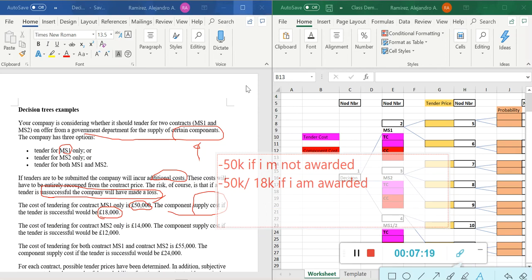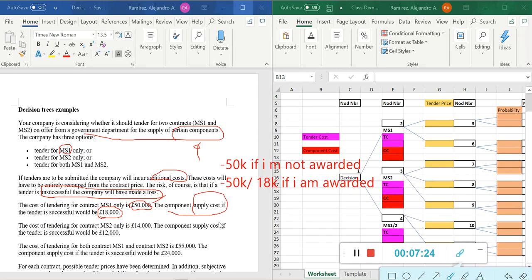So now, let's look at project number 2, only MS2. So in this MS2, the cost of tendering is lesser, 14,000. So that means if I apply for project number 2, this is cheaper. Maybe if my company has less money, it's good. And then if the tender is successful, the cost of the component supply is £12,000. So I start with that.